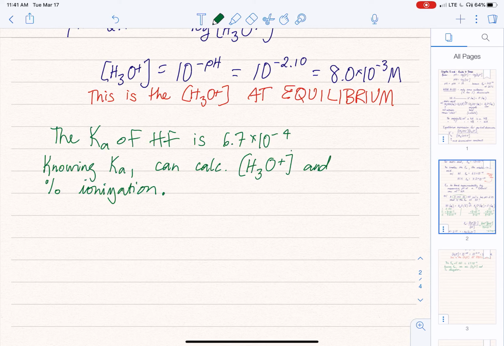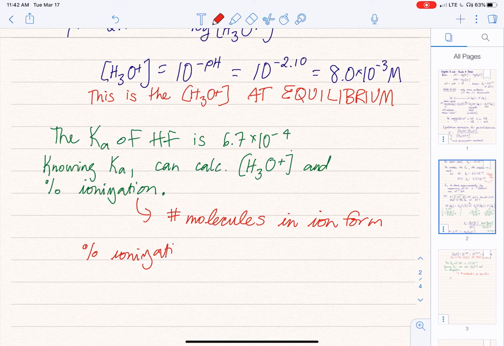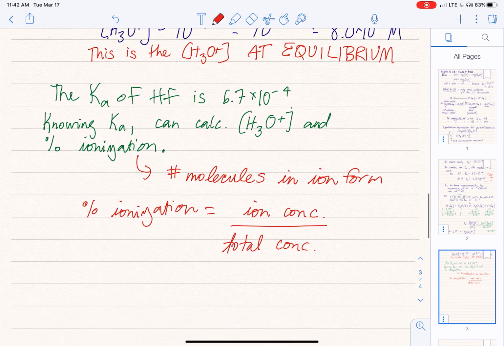So percent ionization is important because what the percent ionization is, it's the number of molecules in ion form. Literally, the percent ionization is the ion concentration over the total concentration of the acid, whatever we're talking about. So I'll show you what that is by doing another example.